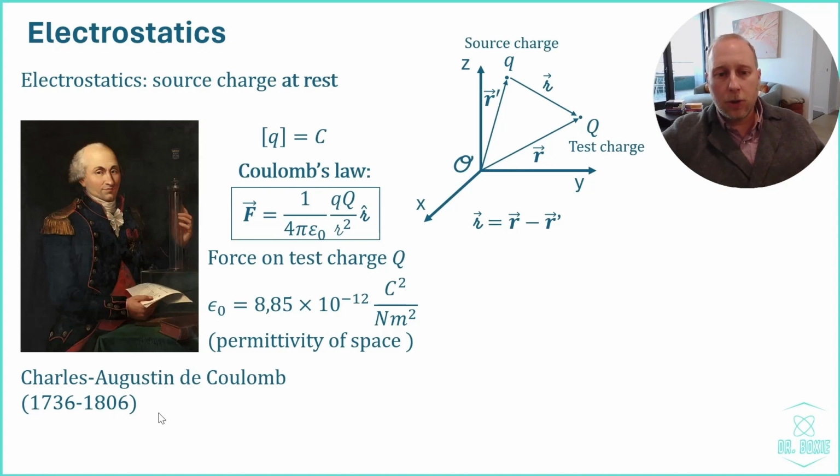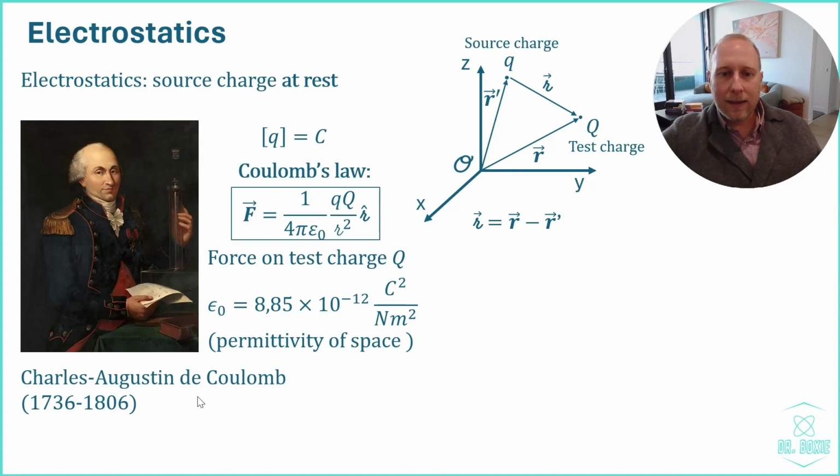And because epsilon naught is in the denominator, 1 over 4 pi epsilon naught is actually a very large number. In the standard units, it's approximately 9 billion. And that means that this force is actually a very strong force, and as such also very noticeable, has a very large impact even on small charges.